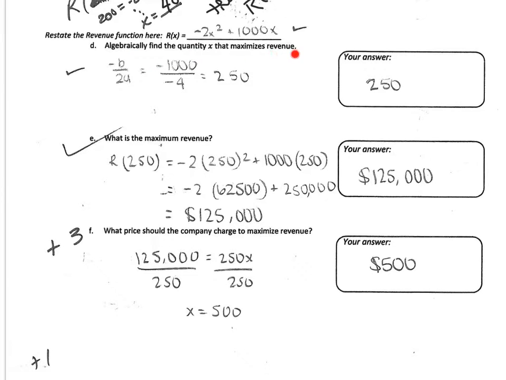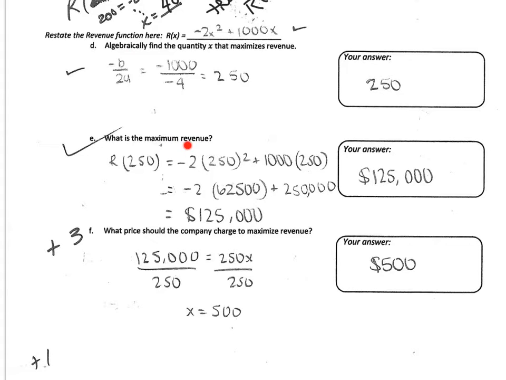Algebraically find the quantity that maximizes the revenue. That's going to happen at the vertex. This is a parabola that faces down because of the -2. So the parabola goes like this. We've got a max. It happens at the vertex. Let's go find the vertex. The x-coordinate of the vertex is all we need. So -b is -1000 over 2 times -2, and you get 250.